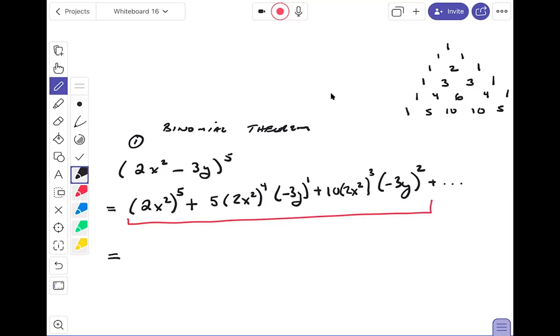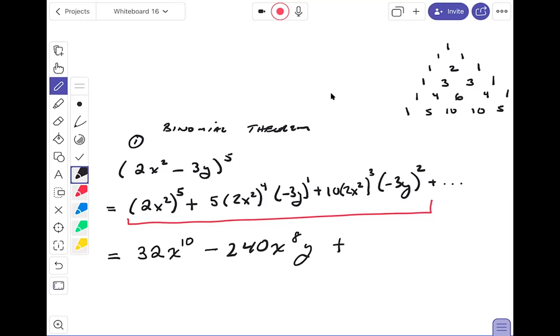So what do you have there? Well, 2 to the 5th power is 32, x to the 10th. The next term is going to be negative, since it's minus 3 there. 2 to the 4th is 16, times 5 is 80, times 3 is 240, x to the 8th, y. The next term is going to be positive.